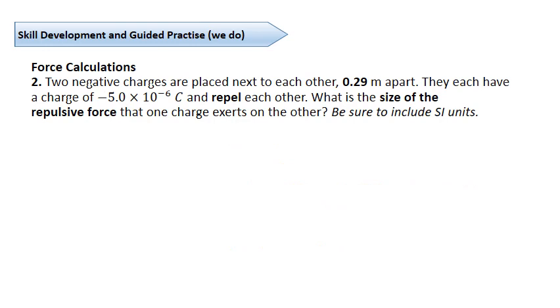Okay, question number 2. Two negative charges are placed next to each other 0.29 meters apart. Just highlighting some key information here. They each have a charge of negative 5 times 10 to the negative 6 and repel each other. What is the size of the repulsive force that one charge exerts on the other? What I'm really interested in finding out is the size of the repulsive force.